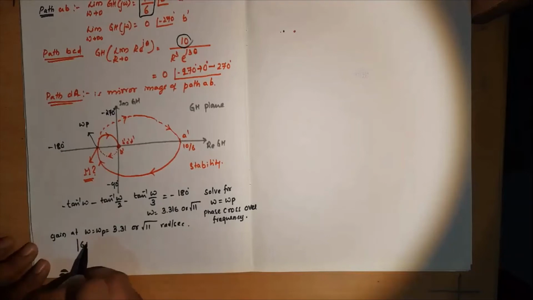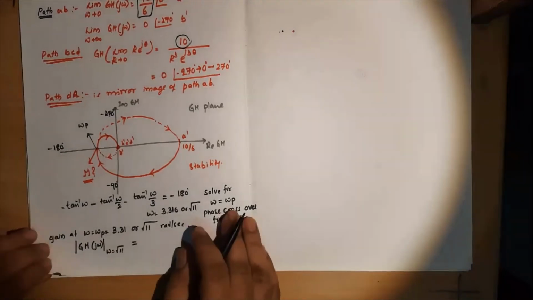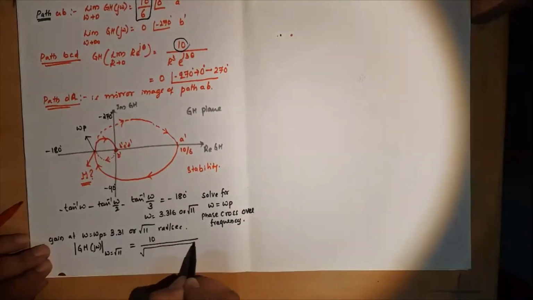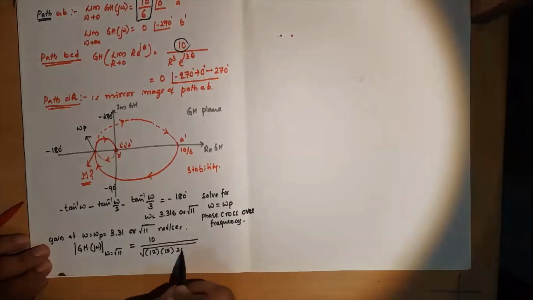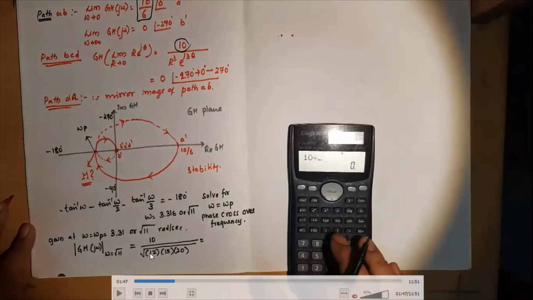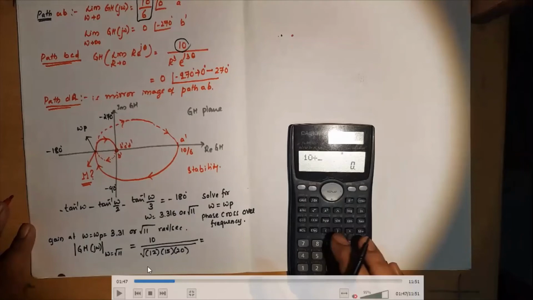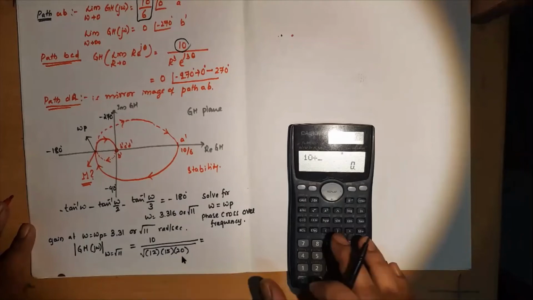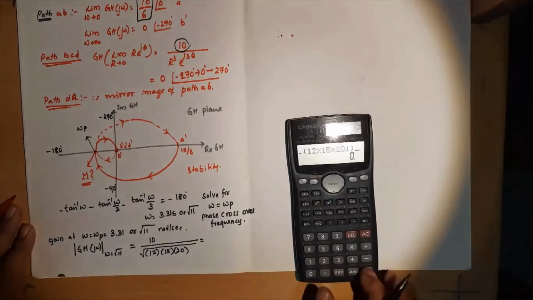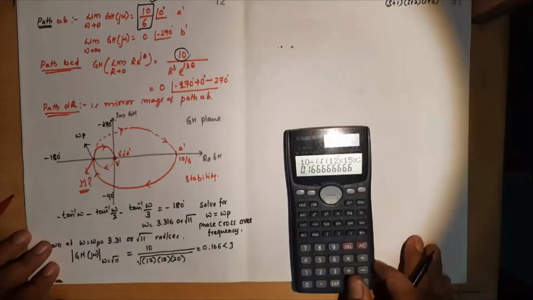So let us calculate the gain at omega p. The value of gain will now be 10 divided by square root of 12, 15 and 20, because this is omega square plus 1, this is omega square plus 4, this is omega square plus 9, therefore 11 plus 1, 11 plus 4, 11 plus 9. So the value will change. Now we got 0.166.